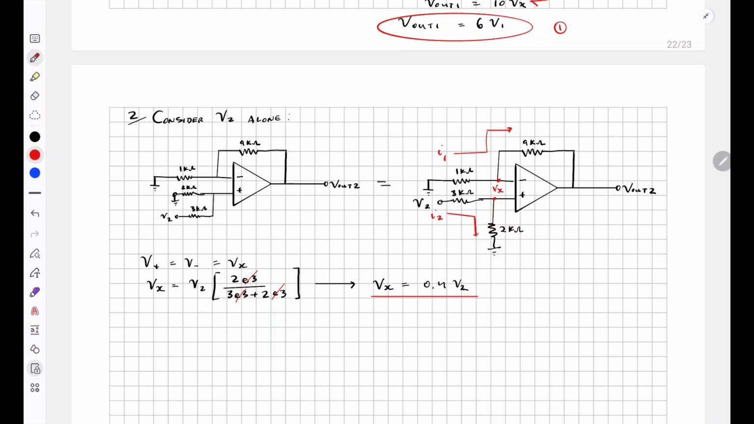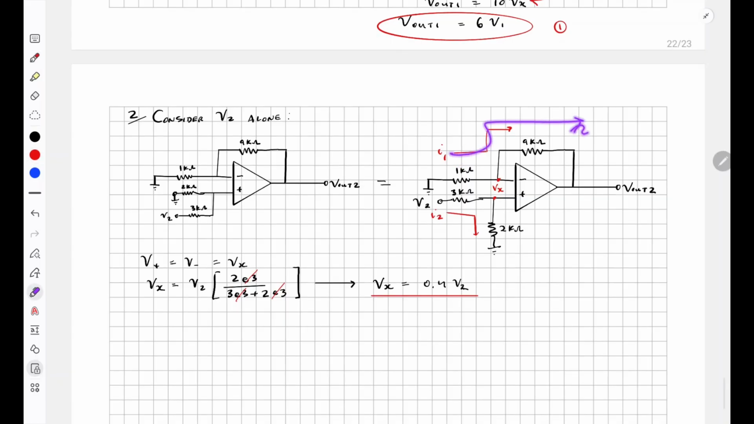Let's proceed with the exact same thing we did for the first superposition. This time for the upper current path, let's do this for the I1. So I1 is defined by this voltage minus this voltage divided by this resistor. So I1 is equal to 0 minus Vx divided by 1 kilo ohms.